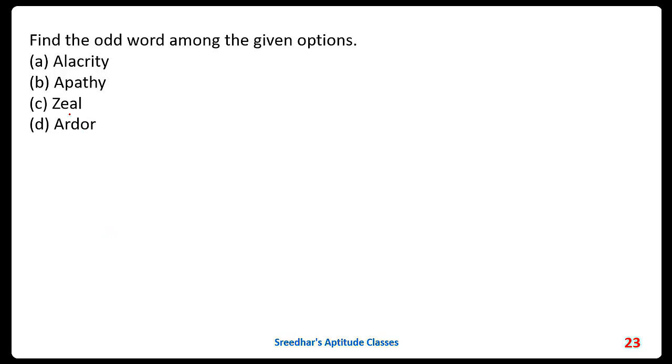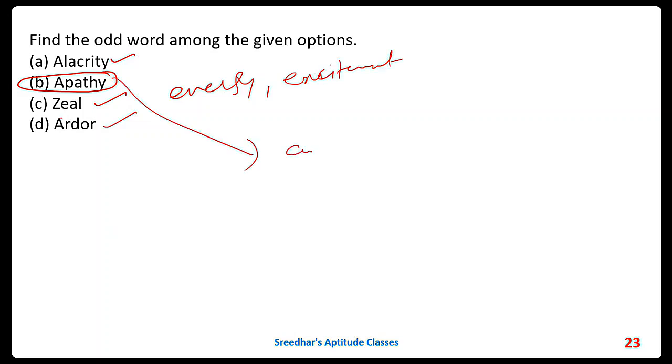Why is it zeal? I mean, you're going by all start with A, zeal starts with Z. Is that the logic? I don't think so. Is that the logic you're applying? I think if you go by the meanings, apathy is different, rest all same. Alacrity, zeal, order, all these are with some energy, excitement. But when it comes to apathy, apathy is calm, cool, silent kind of thing. So I feel apathy is different from others.